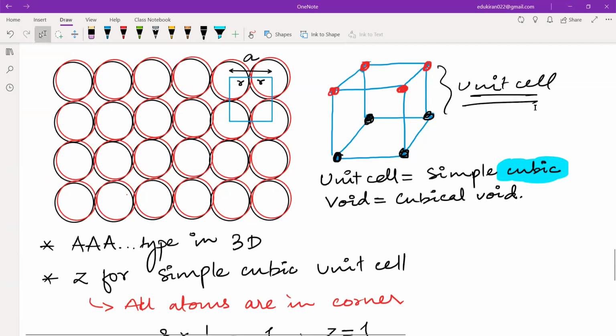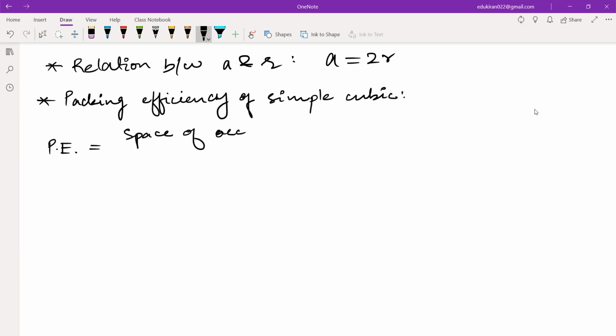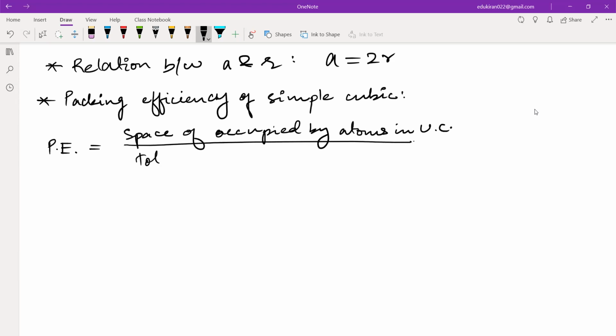Okay, unit cell is what? Simple cubic, and hence let's write this again properly so that you don't forget. Packing efficiency has only one formula. The formula is: space occupied by atoms in unit cell divided by total space occupied by unit cell into 100.